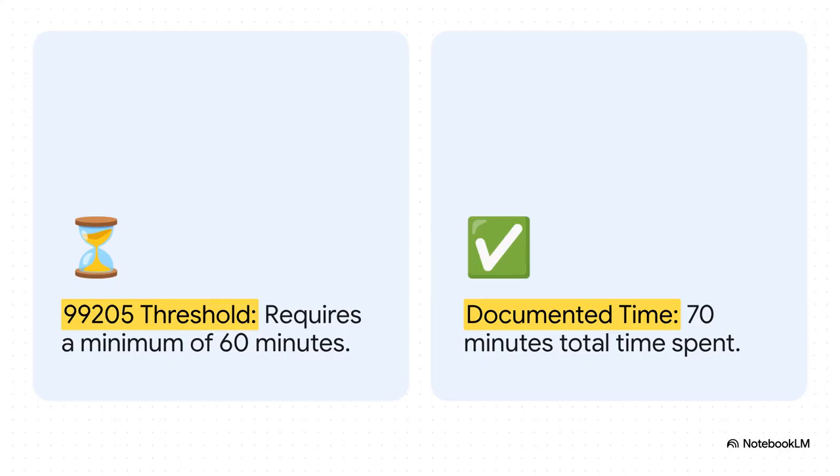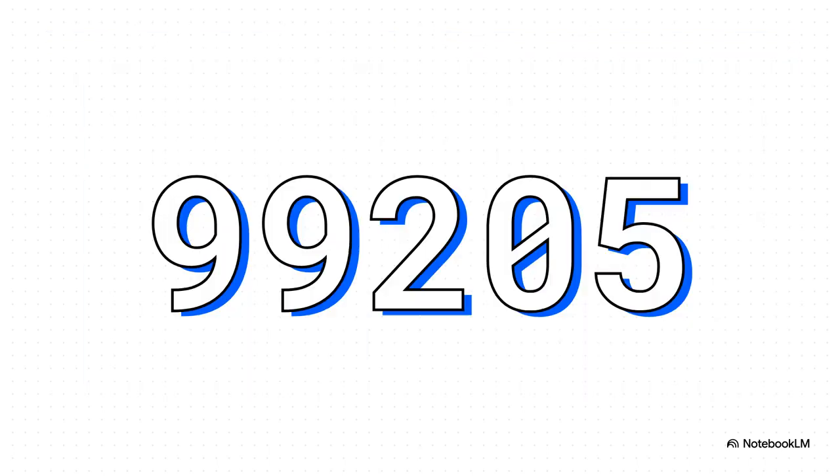Now, what's really interesting about this slide is how incredibly simple the math becomes once your documentation is solid. Remember that the highest level new patient code, 99205, requires a minimum threshold of 60 minutes, but our provider clearly documented 70 minutes of total time spent on countable activities. Because 70 easily meets and exceeds that 60-minute minimum, the choice is totally clear. Our final code is 99205. When you track and document time accurately like this, it completely removes the headache of calculating all those data points and risk levels. It's just straight math.